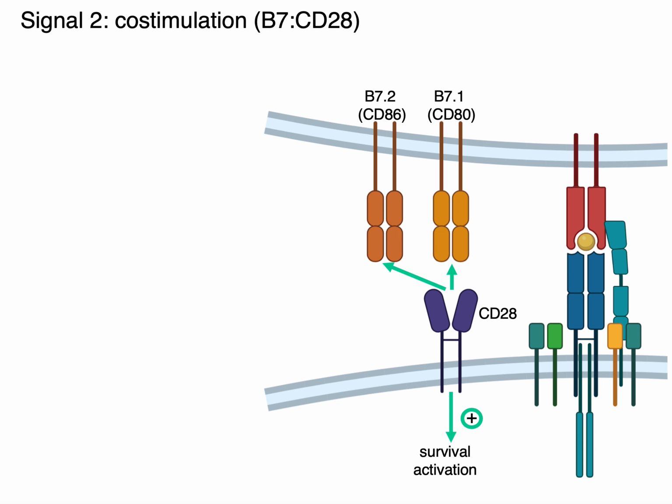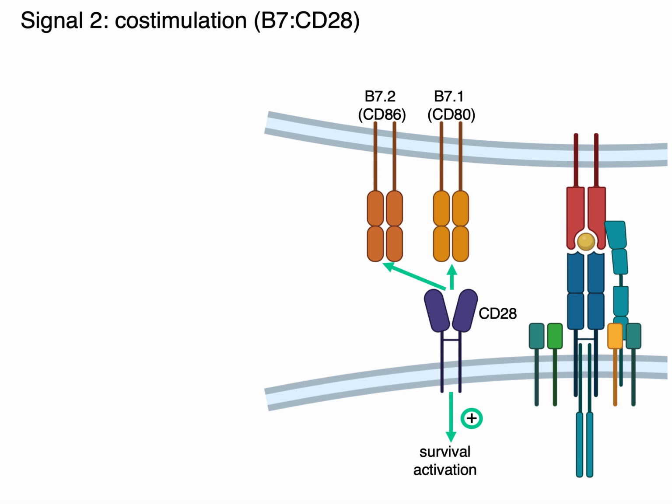But this is not enough. You also have to have a second signal, and this second signal is provided by the dendritic cell. Dendritic cells that have become activated will upregulate the expression on their cell surface of a class of molecules called co-stimulatory molecules. In this case, 2 related molecules called B7-1 and B7-2. These molecules will bind to their ligand on T cells called CD28, which will then induce a survival and activation signal into this T cell.